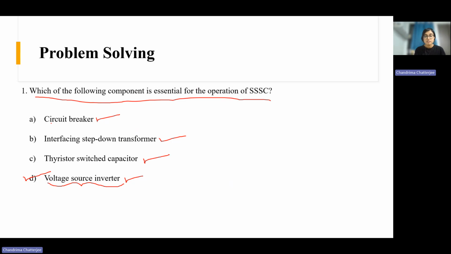Okay, these things are important, but without them also SSSC can work. But this is absolutely necessary. So option D, voltage source inverter is the correct option.